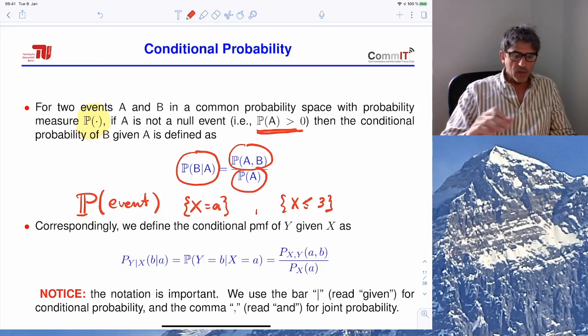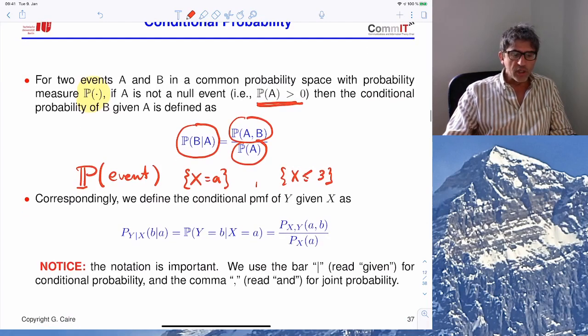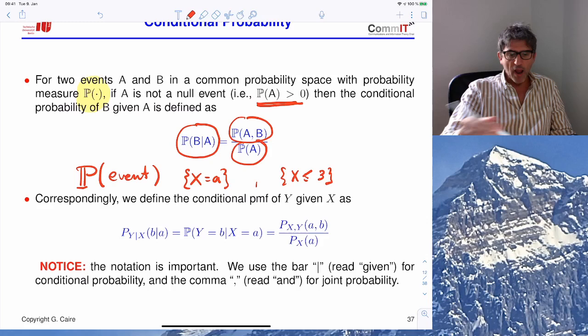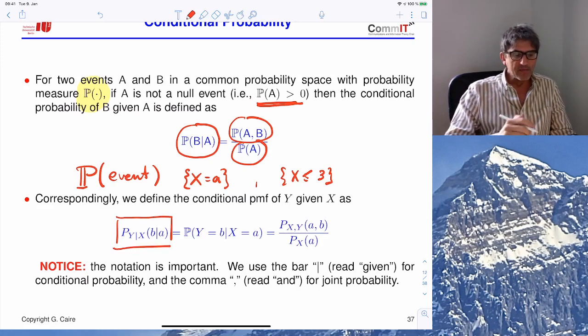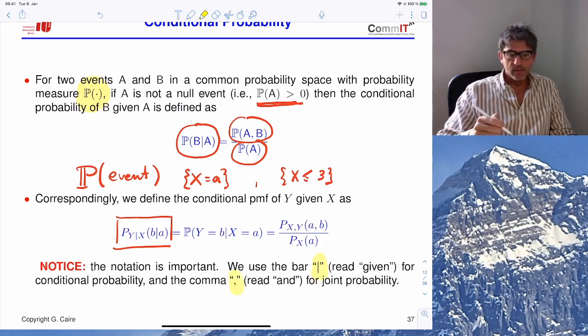So correspondingly, we can define a conditional probability mass function of y given x as this function, P of y given x, with the given written as a bar, and the comma as in n. So n comma given bar. The notation is important. If you confuse them, then you make mistakes.